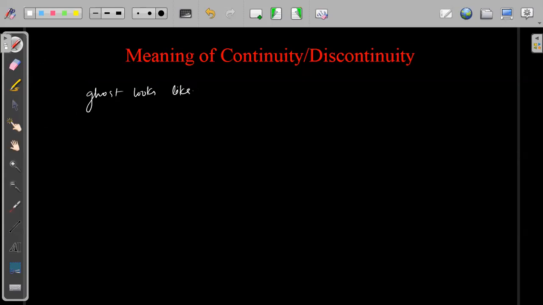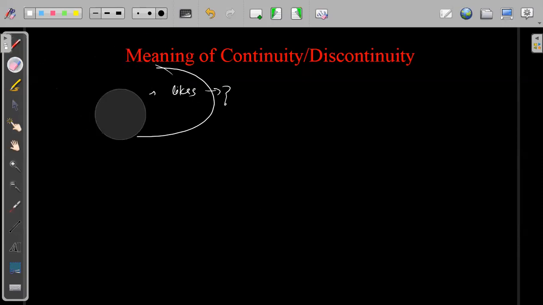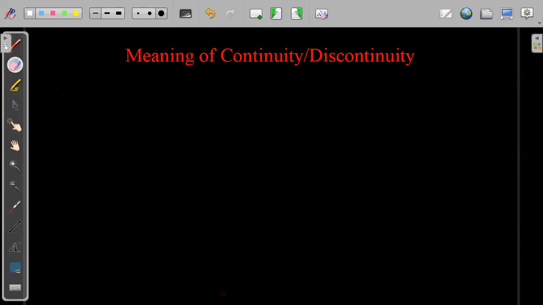How does a ghost look like? You cannot say anything. Why? Because it does not exist. You cannot predict anything, right? You can only imagine what it could be, but you cannot actually say for a fact that it looks like this, it looks like that.